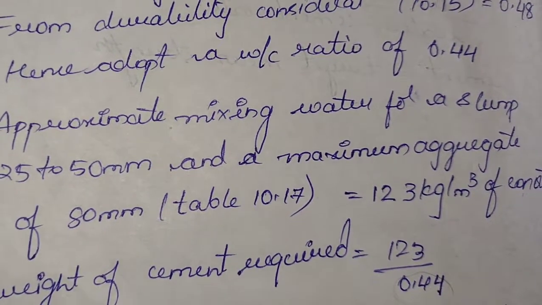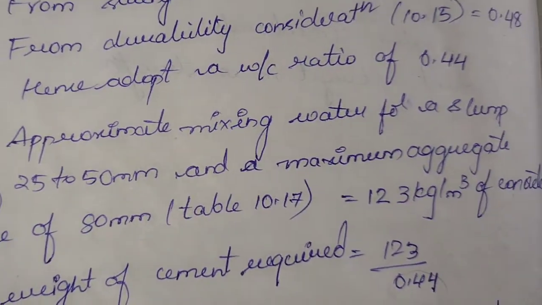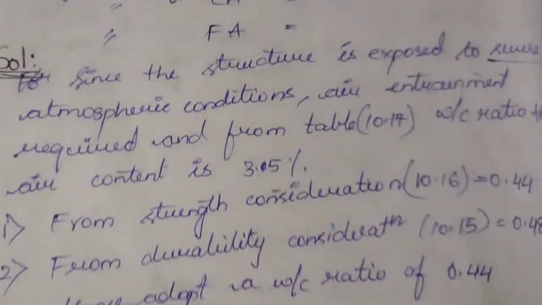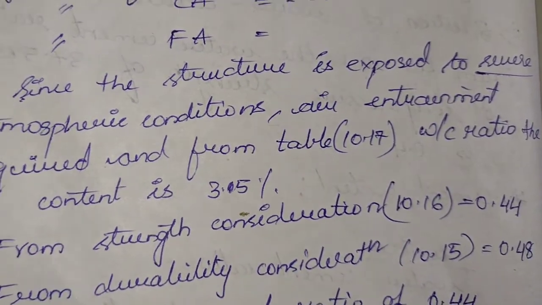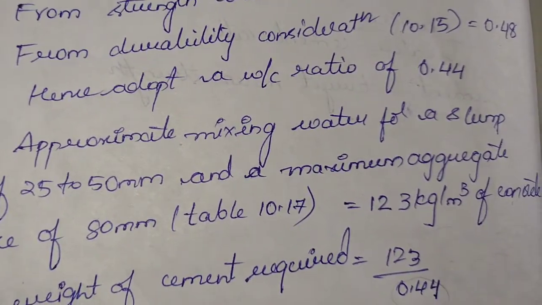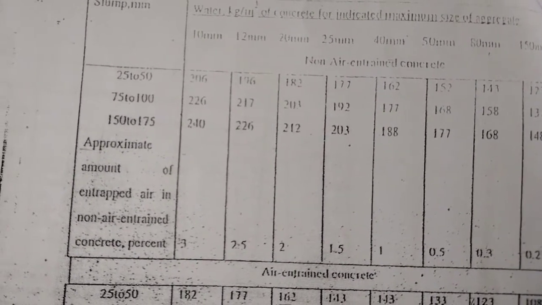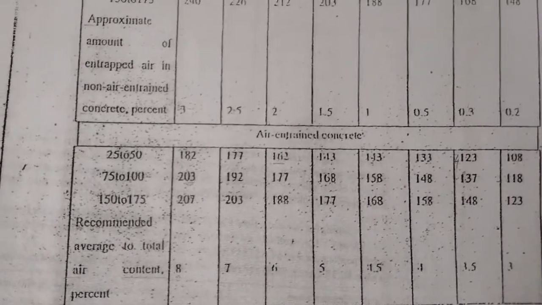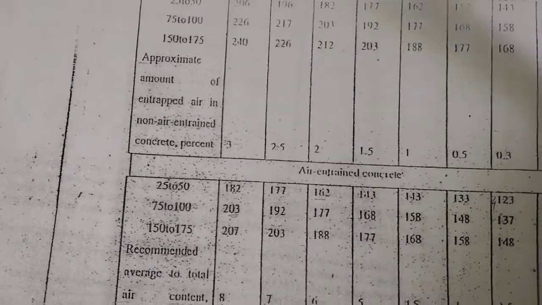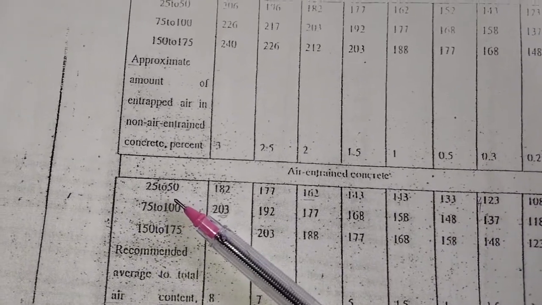Our next step is to evaluate the mixing content, that is, the approximate mixing water. We will get this from table 10.17, the same table we used to get the air content. Using the same table we get the approximate mixing water. Here we are taking air entrained concrete and selecting 80 mm maximum size aggregate, so for 80 mm maximum size aggregate we take the value for 25 to 50 mm slump.